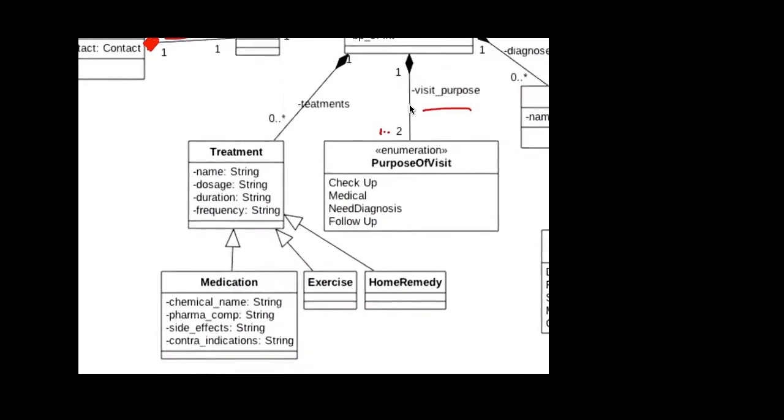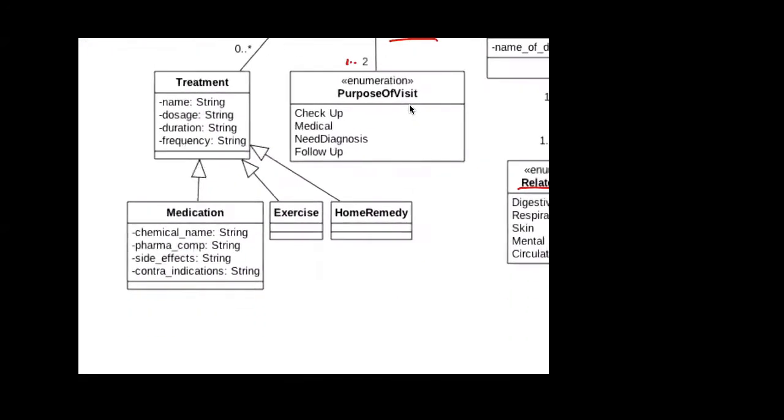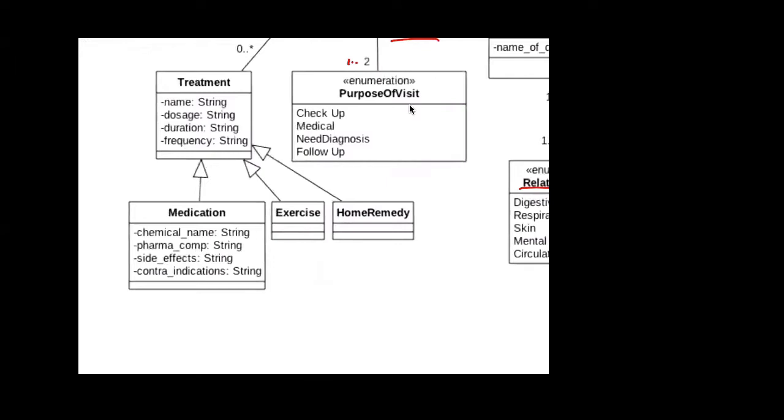Could you have put these in an aggregation? How? You mean just put inside a type that says type of treatment or something like that? You could do that. But then if they are very different, for example, exercise does not have a chemical name or pharmaceutical company or side effects or contraindications. And home remedies might have some contraindications, but they certainly don't have pharmaceutical companies and so on associated with them. So you wouldn't have a prescription linked to a home remedy or exercise. So that's why I separated them in this case.